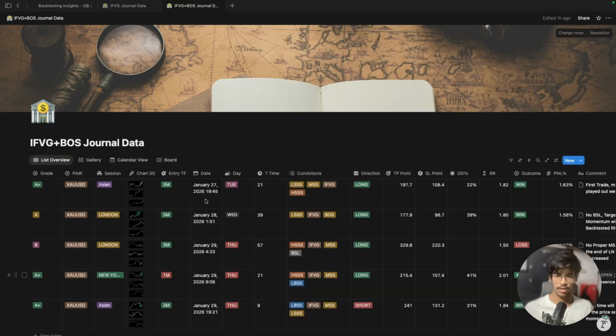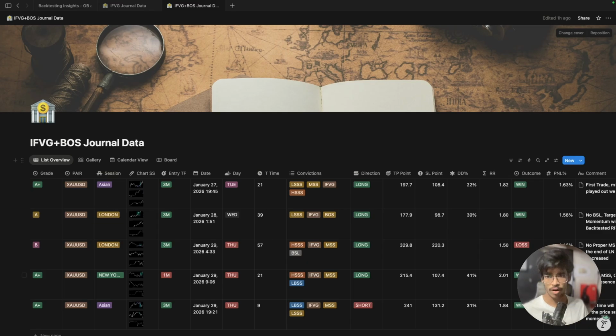Okay, so let's get back. Now we have this journal, right? Don't worry, you will get the link to this journal, but you need to understand how you will use this journal. You might get the link, you will duplicate it, but you need to understand how I have actually upgraded this journal. So just a little short overview.